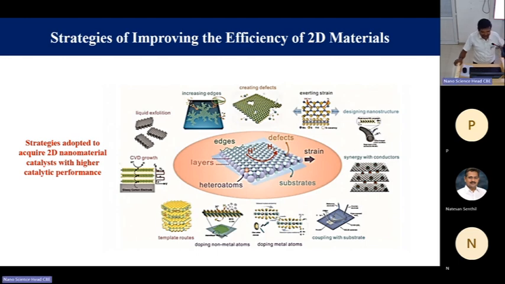I already mentioned the hexagonal structure. Because when you are folding, you are inducing the strain.